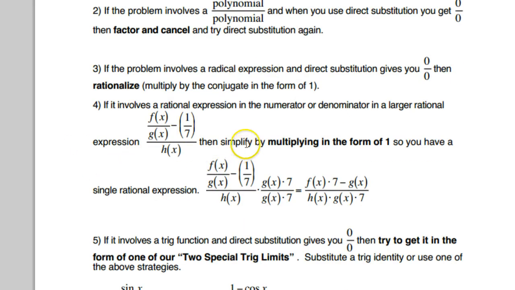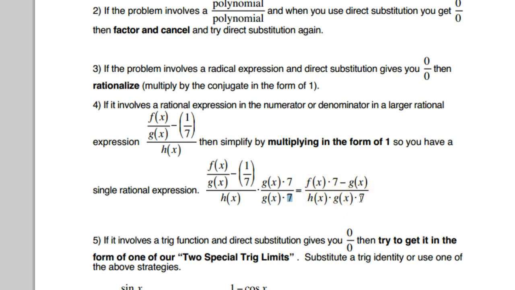Now this one's a little bit more complex. If the problem involves a rational expression in the numerator or the denominator of a larger rational expression, for example f of x over g of x minus 1/7 over h of x, then simplify by multiplying in the form of 1 so you have a single rational expression. Since g of x is on the bottom here, we multiply everything by g of x over 7, in other words by the common denominator in the form of 1, like this.